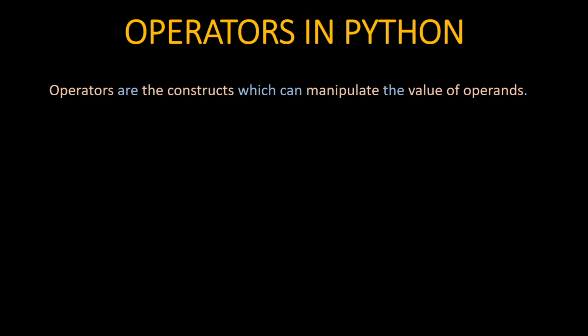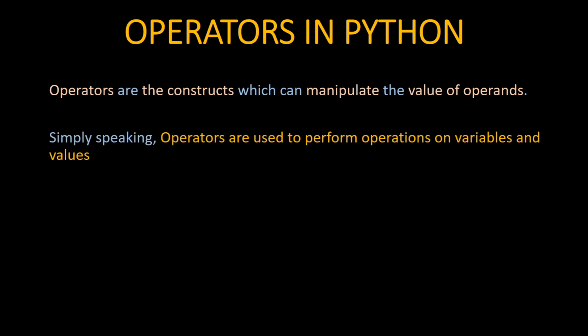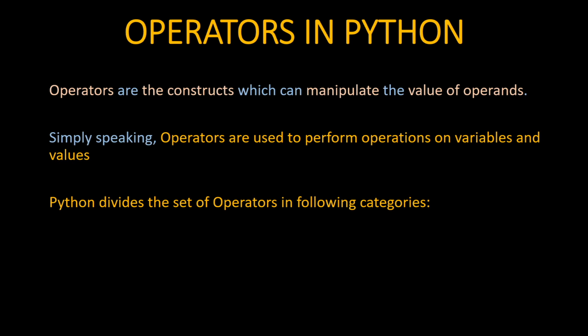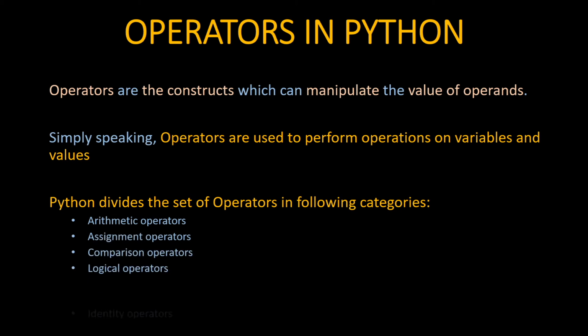Operators are the constructs which can manipulate the value of operands. Operators are used to perform operations on variables and values. Python divides the set of operators into the following categories: arithmetic operators, assignment operators, comparison operators, logical operators, identity operators, and membership operators. So let's take one by one.